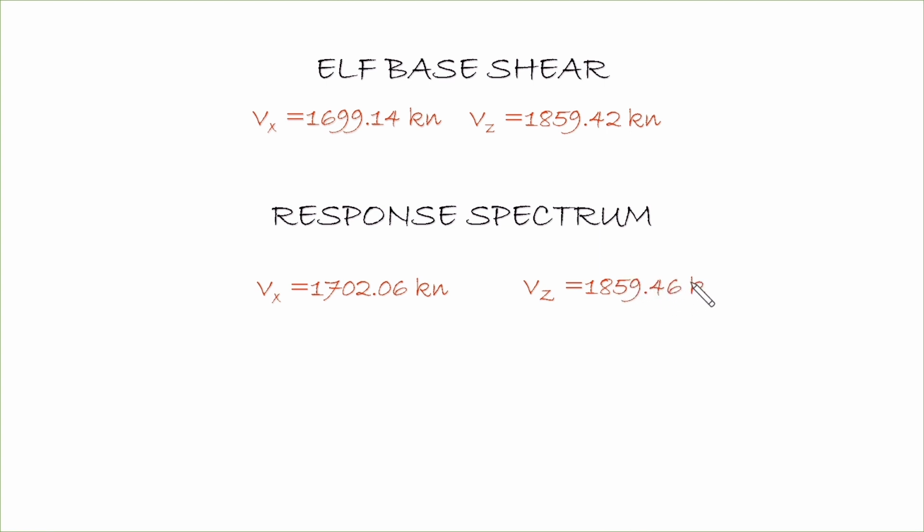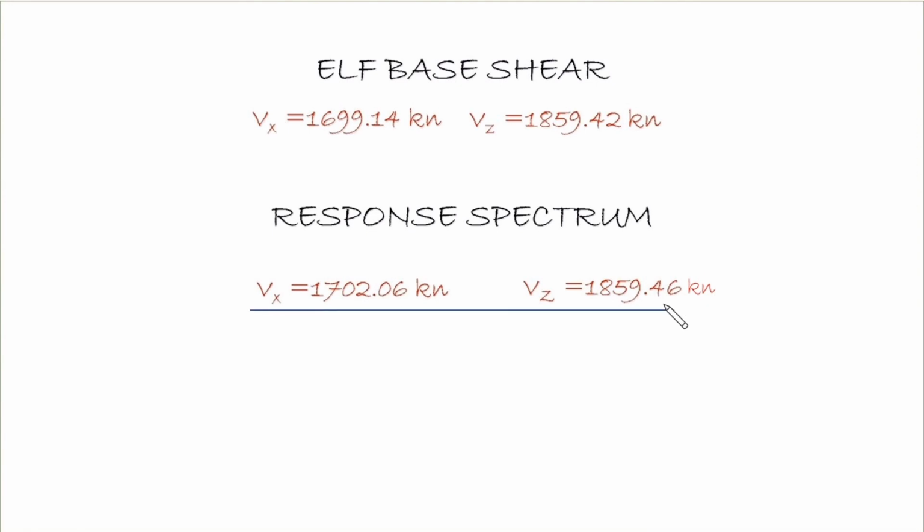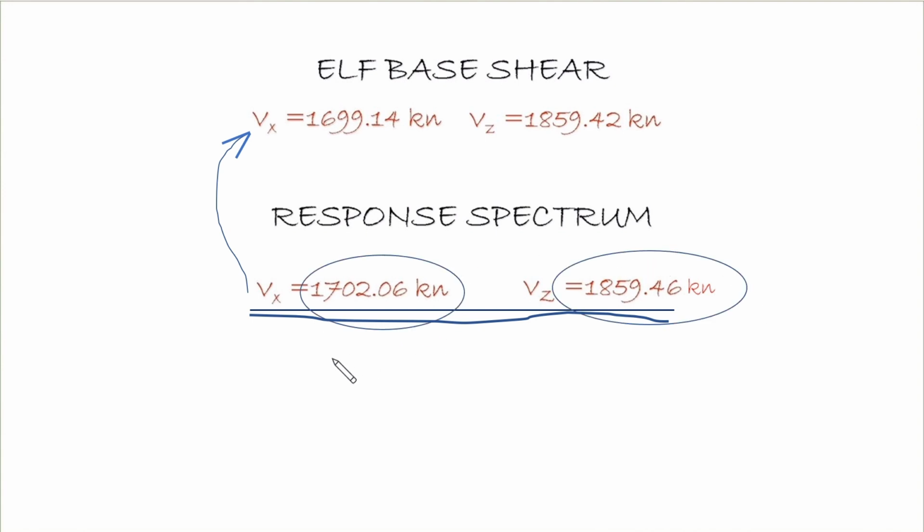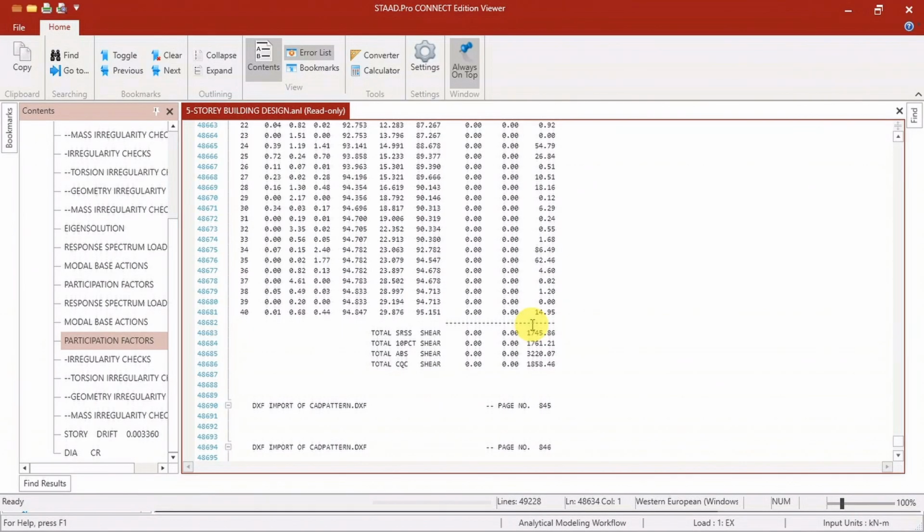According to the NSCP code that we read a while ago, Vx and Vz here must be equal to or greater than this value here. Since they are just equal, then we can use this V shear here in the design. Otherwise, we need to multiply each of these values by a certain factor that would make the ELF and response spectrum V shear equal. And this is according to the code. This is applicable to irregular structure. We can now proceed to design of members.